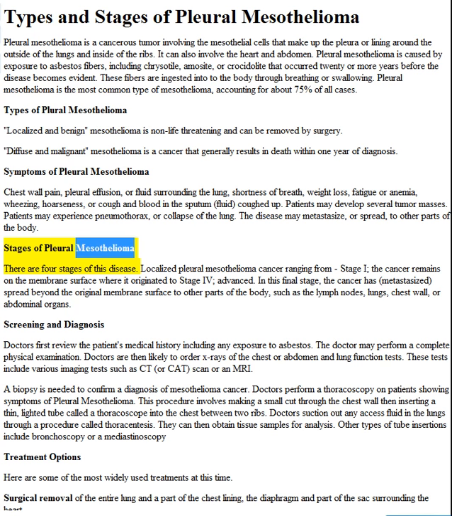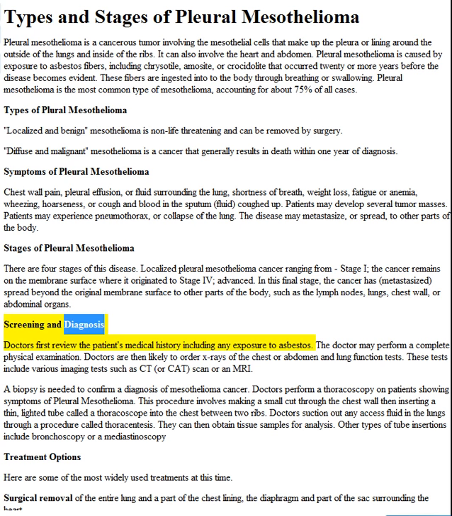Stages of pleural mesothelioma: there are 4 stages of this disease. Localized pleural mesothelioma cancer ranges from stage I, where the cancer remains on the membrane surface where it originated, to stage IV, advanced. In this final stage, the cancer has metastasized, spreading beyond the original membrane surface to other parts of the body, such as the lymph nodes, lungs, chest wall, or abdominal organs.